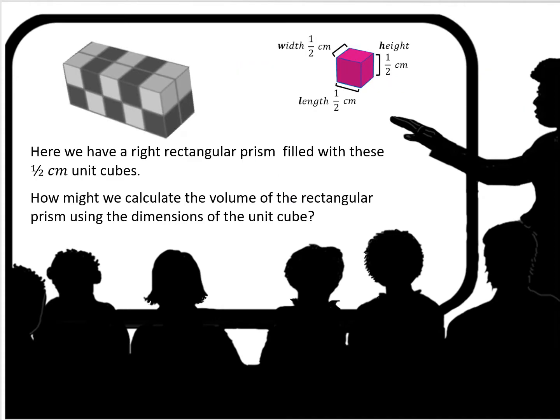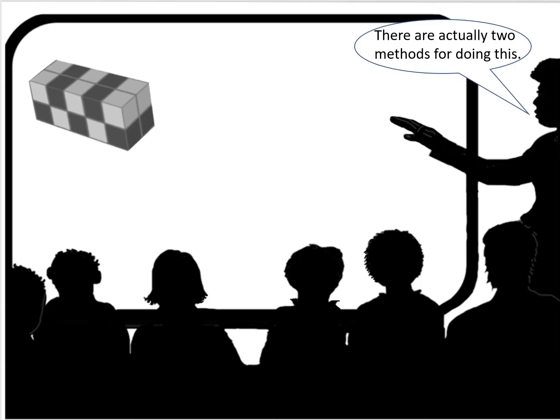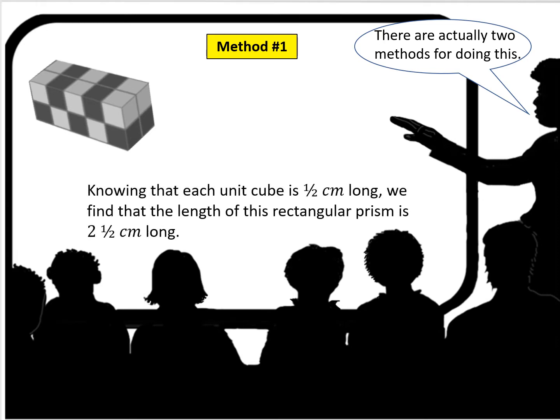Here we have a right rectangular prism filled with these 1/2 centimeter unit cubes. How might we calculate the volume of the rectangular prism using the dimensions of the unit cube? Think about that for a second. There are actually two methods for doing this. Let's look at the first method.